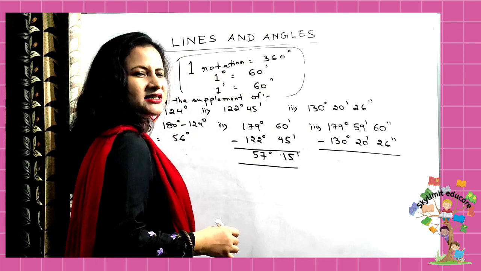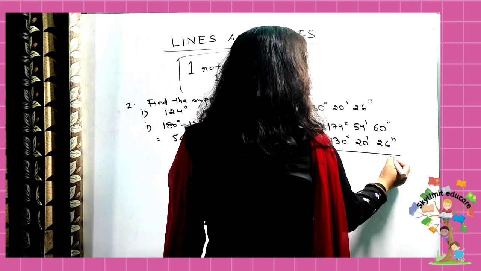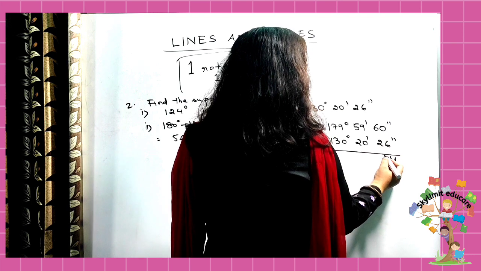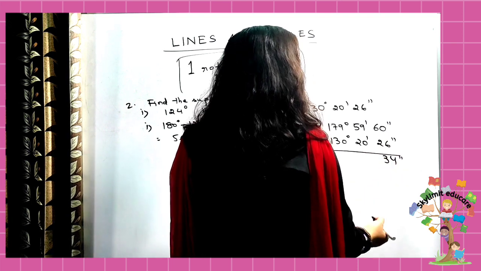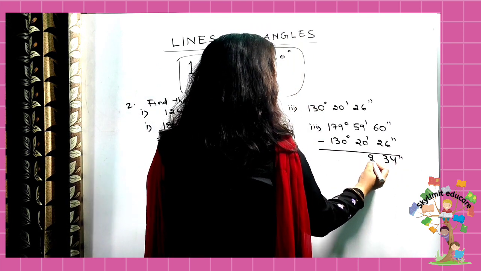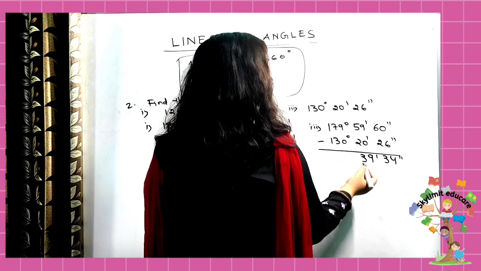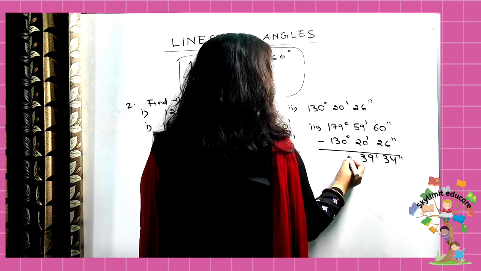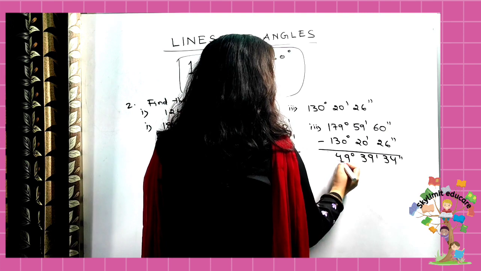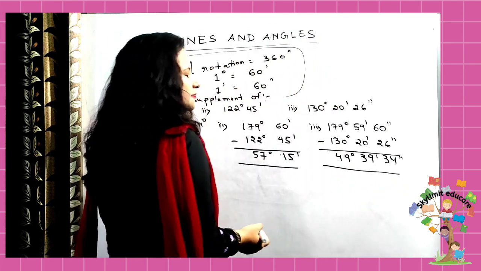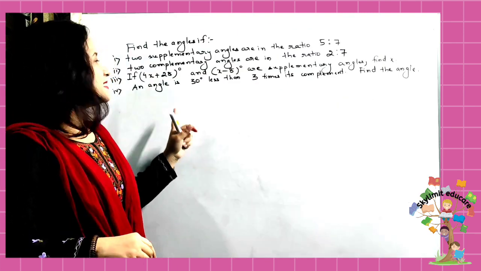Now easily I think you can subtract. Yes, 10 minus 6, 4. 3, 34 seconds, right? Then here you have 39 minutes, and 49 degree. Okay, clear everyone? Now students, let us come to the next level of questions.